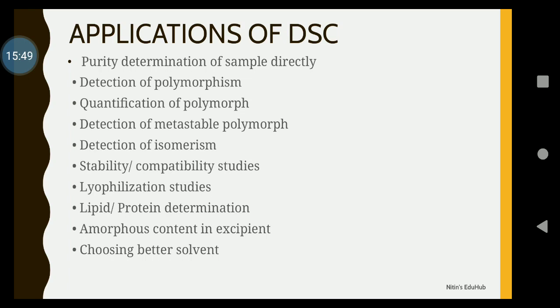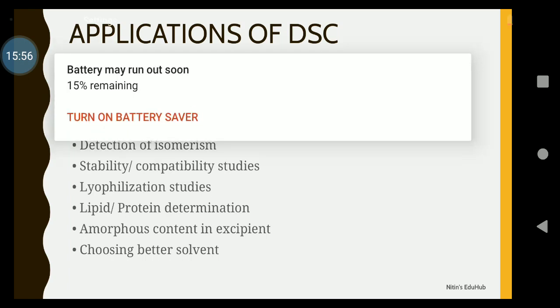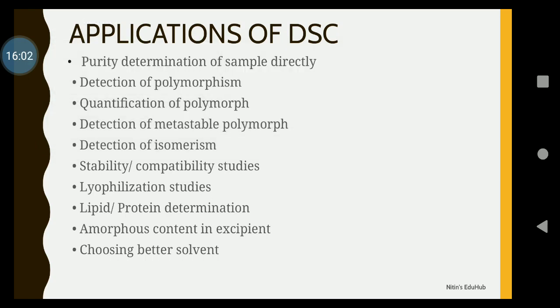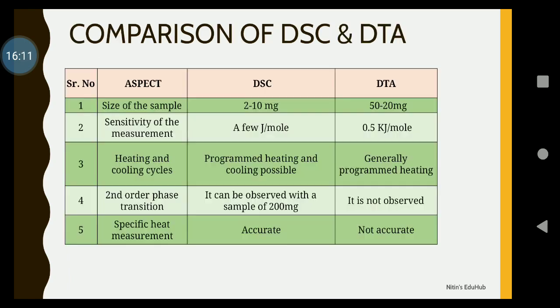Quantification of polymers can also be done with DSC. Detection of metastable polymers is also an important application for DSC. Detection of isomerism, stability and compatibility studies, lyophilization studies, lipid protein determination, amorphous content in the excipients, as well as choosing a better solvent. These are a few applications of DSC.